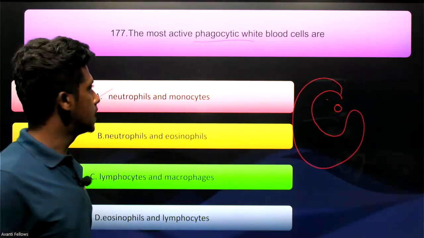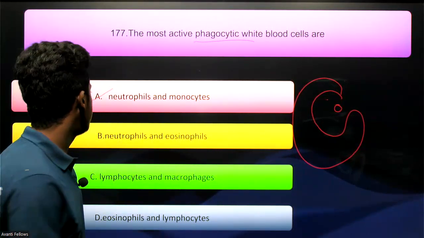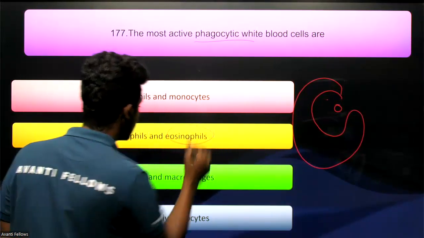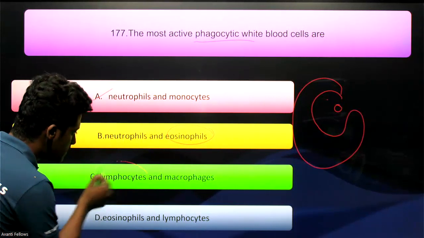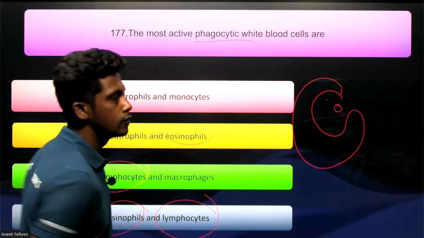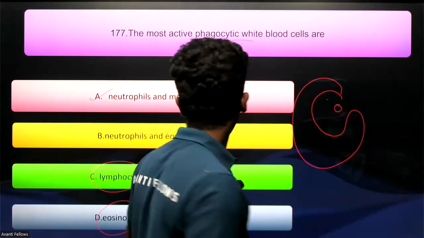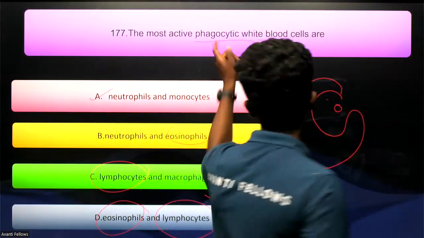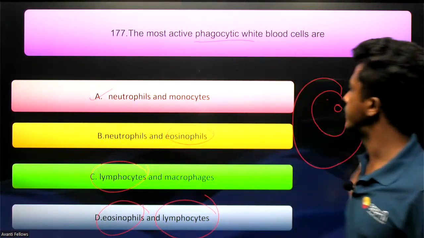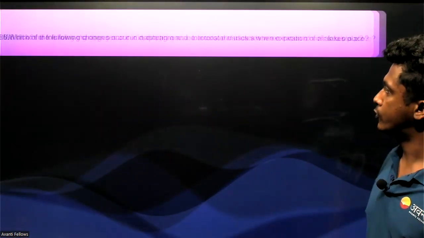Neutrophils and monocytes are highly phagocytic in nature, whereas here you can see a lot of odd options such as eosinophils are non-phagocytic, lymphocytes are non-phagocytic. Again, here eosinophils and both lymphocytes are non-phagocytic. That is why our option A is correct. When it comes to phagocytic white blood cells, it is actually neutrophils and monocytes. Clear? So let's go for the next question.